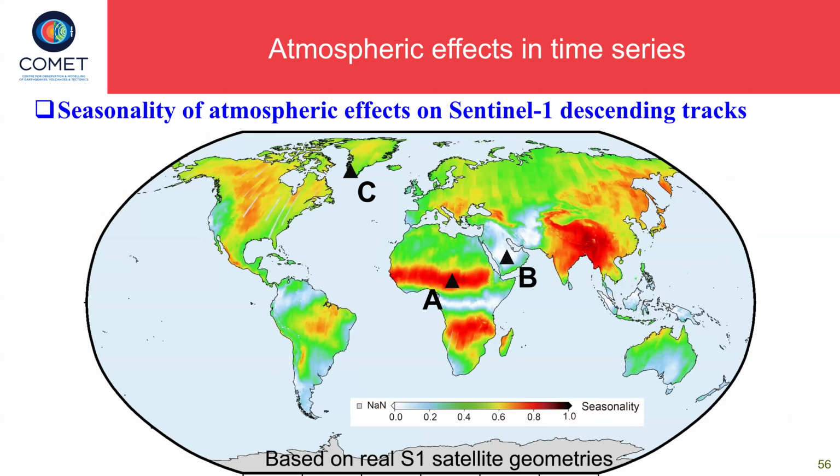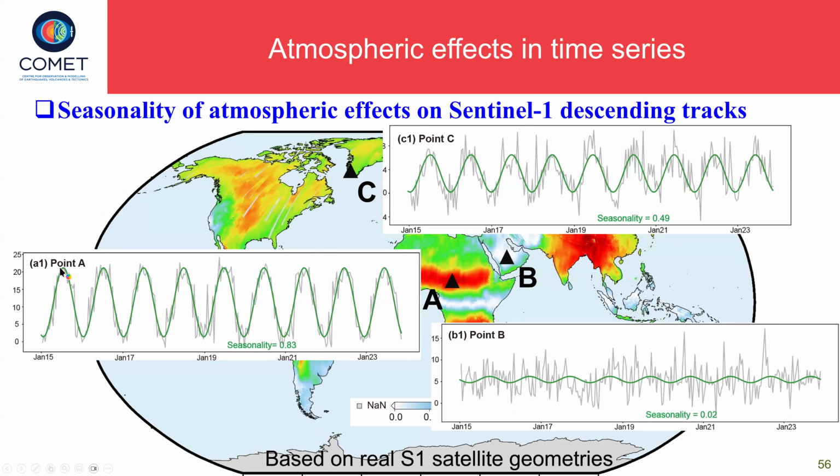And it can also have very large seasonality. The tropospheric error has a seasonal component, which is sometimes quite similar to deformation signals. For example, in the tropical regions, point A, we have a large seasonality. You can clearly see that the tropospheric error has a seasonal component. And in point B, in Arabia, the seasonality is relatively smaller, which means there is not too much seasonal component in that area. So it really depends on the location. But in most cases, we will have this kind of seasonal signal coming from the troposphere, which can be quite difficult to distinguish from real deformation.